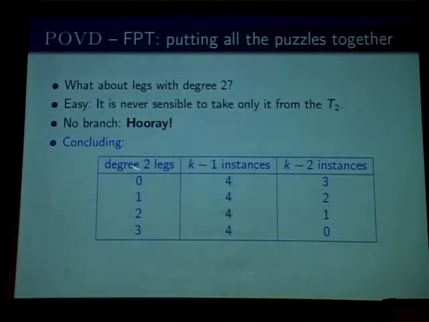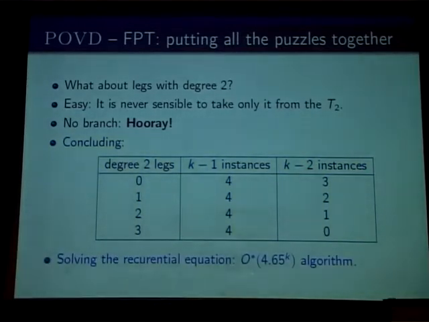Okay, so now if we have a T2 with 0 2-degree legs, we have 4 instances with parameter decreased by 1 and 3 with parameter decreased by 2. If you have 1 leg, we have also 4 instances with parameter decreased by 1, but only 2 with parameter decreased by 2, and so on. So we see that the most expensive branch in our algorithm is this branch, and the recurrence equation leads to exactly 4.65 to the power of k complexity. Okay, so that was sort of a warm-up because now we have the biggest part of our paper, namely the quadratic kernel for path with 1 vertex deletion. And it has many technical details, so I will treat the rest of the talk as some sort of a sketch of the proof rather than a full detailed proof.